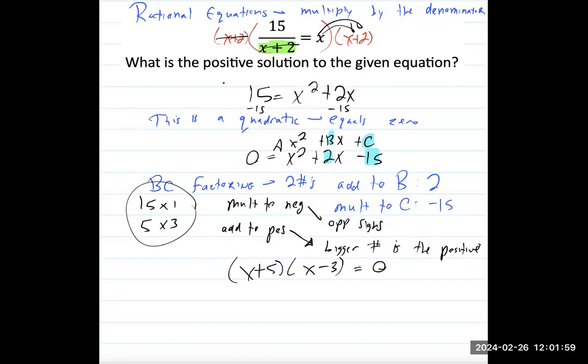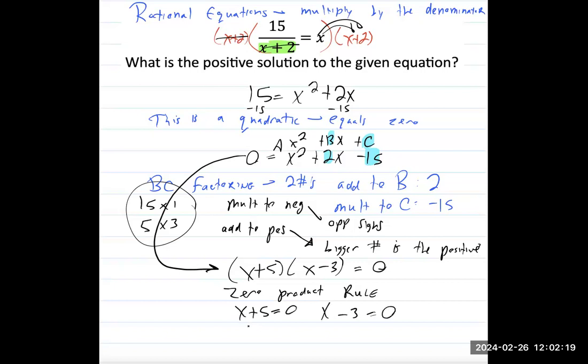So we replaced this version of the quadratic with this. Now we have our zero product rule, which says that if you have two parentheses multiplied out to 0, two things can only multiply to 0 if one of them is 0. And so we'll set each individual piece equal to 0.